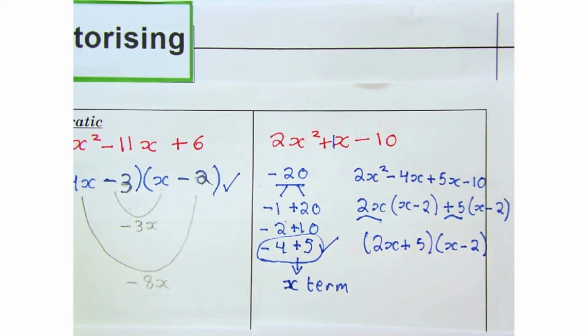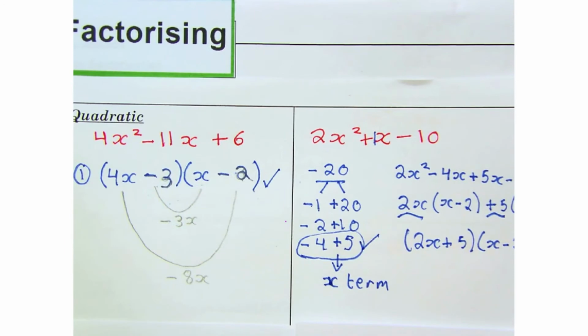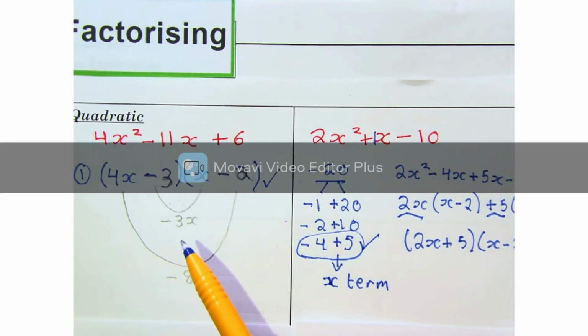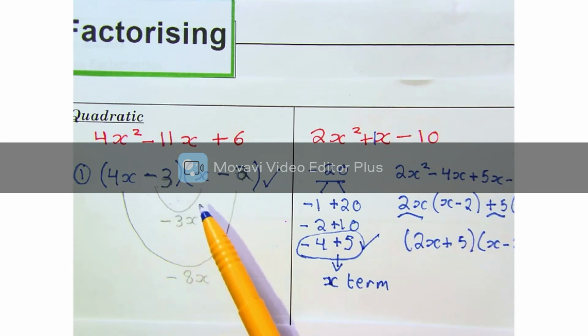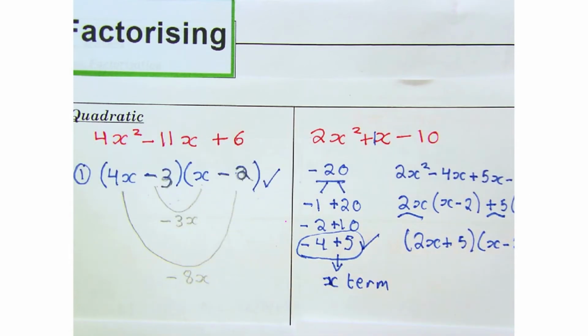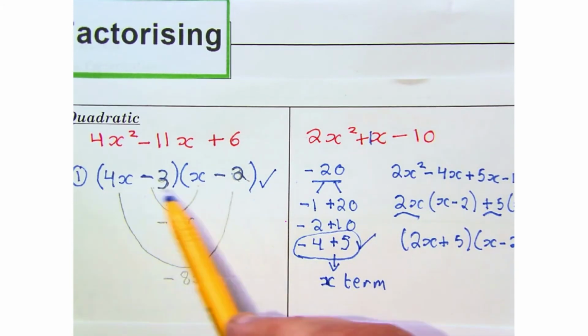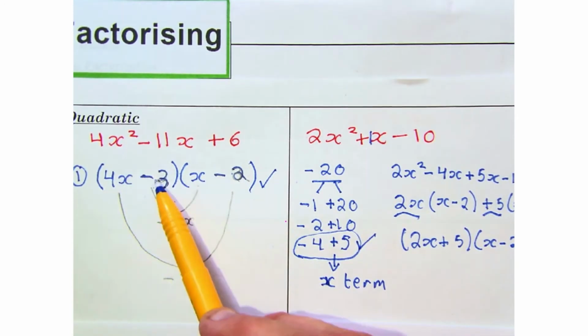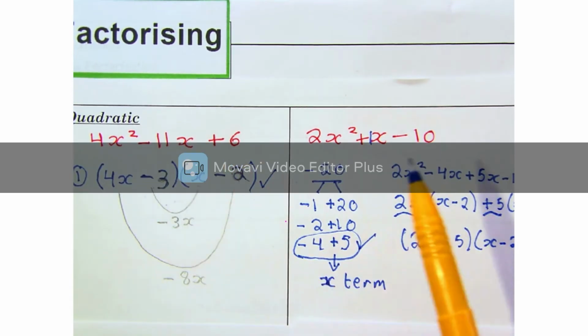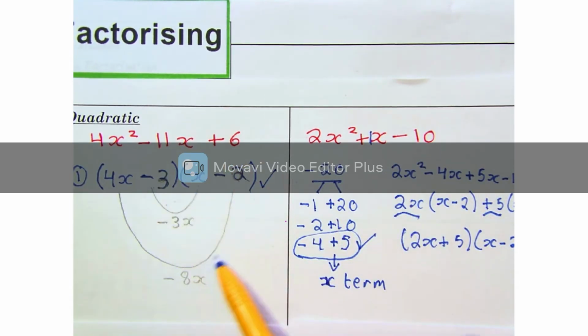Okay? Now, on the face of it, that is definitely the quicker way of doing it. But people do get bogged down and people do make silly mistakes. And if you are using this method, please be careful to check at the end. Please be careful to check that the first by the first is the first, the second by the second is the last, and the outers and the inners add up to the middle term.